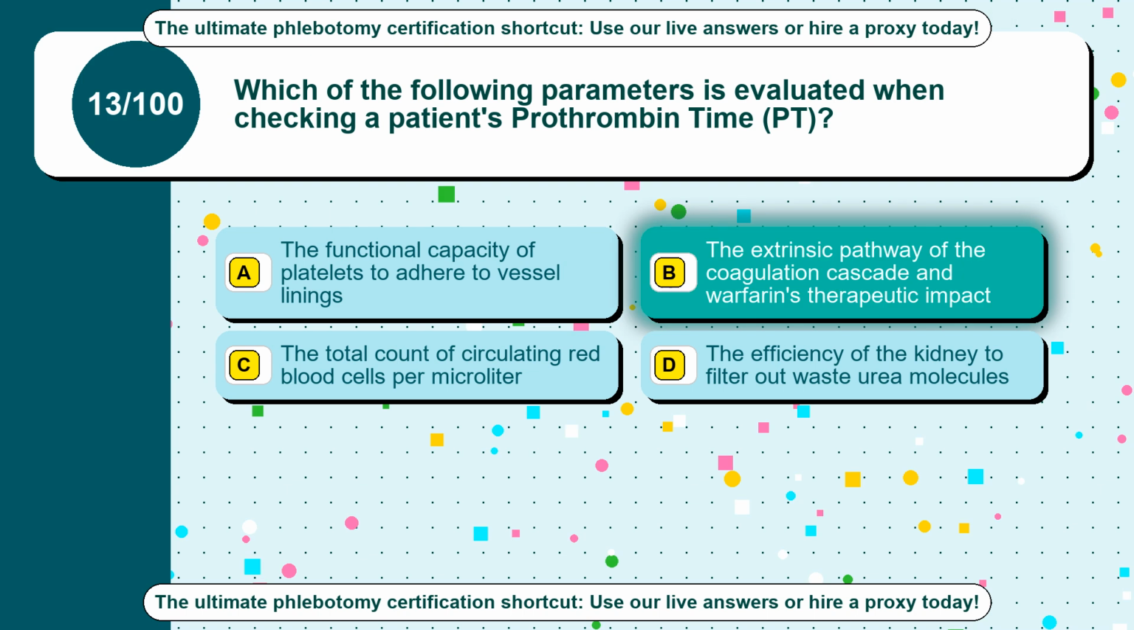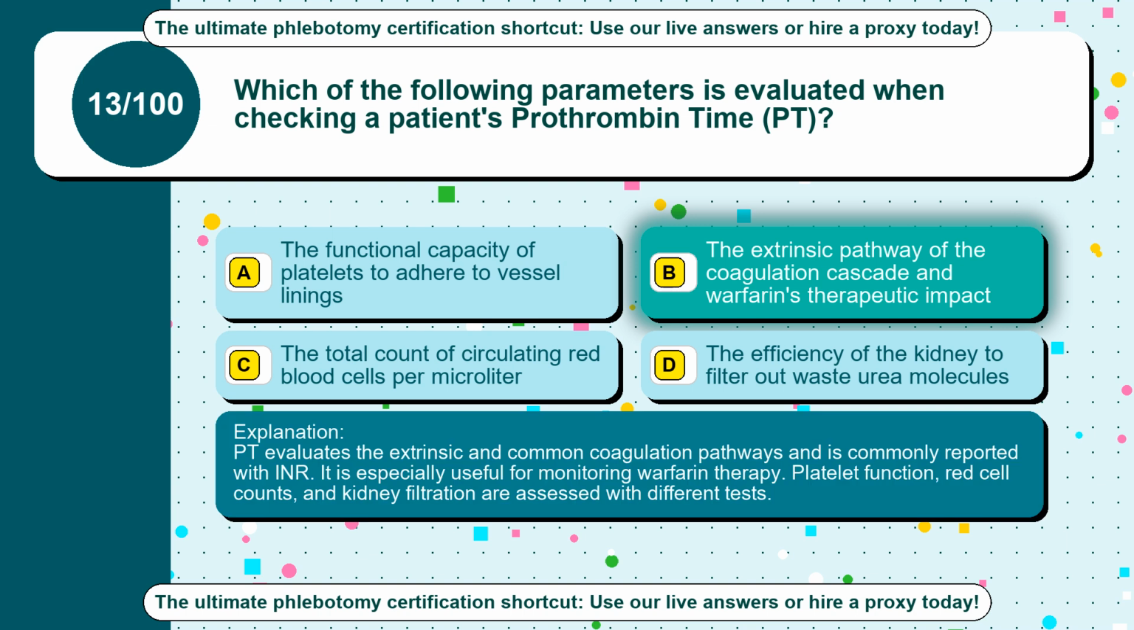The extrinsic pathway of the coagulation cascade and warfarin's therapeutic impact. Prothrombin time evaluates the extrinsic and common coagulation pathways and is commonly reported with INR. It is especially useful for monitoring warfarin therapy. Platelet function, red cell counts, and kidney filtration are assessed with different tests.